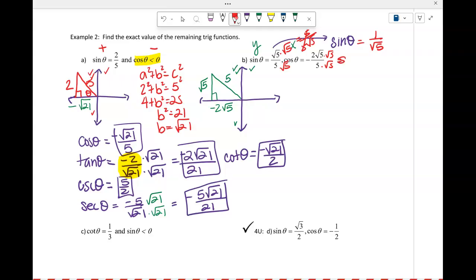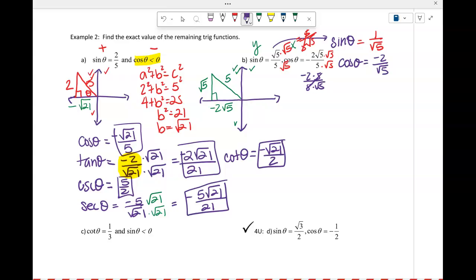So cosine of theta is now, on the top, negative 2 times 5. On the bottom, 5 rad 5. So those will cancel. So it's negative 2 over rad 5, okay?